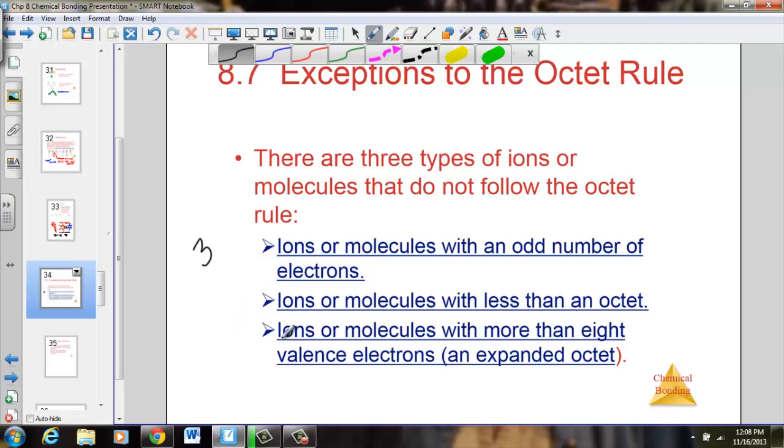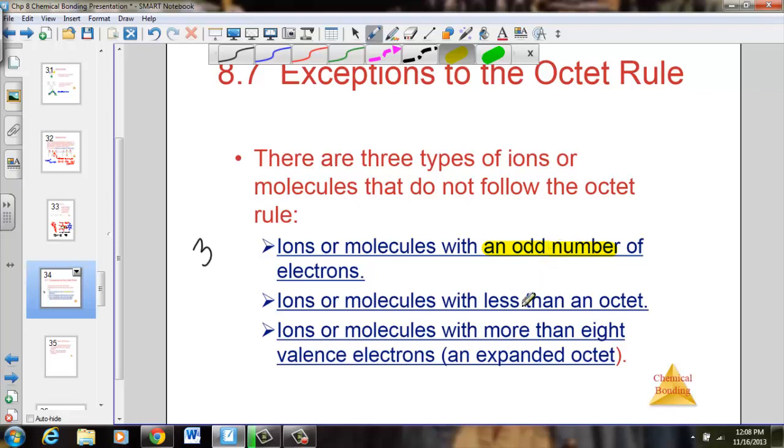The first of those three situations deals with a rare situation, but sometimes it will occur, where ions or molecules form, but they have an odd number of electrons. And if I end up with an odd number of valence electrons, we can clearly see somebody's going to not have a partner and end up with the magic number of 8. So if I have an odd number, automatically rule breaker.